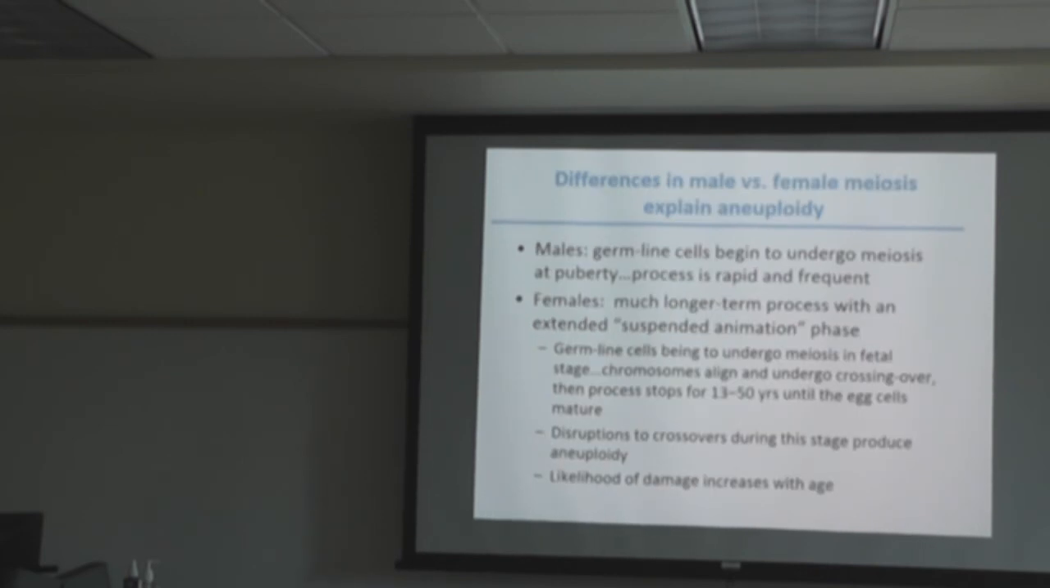Differences in male versus female meiosis explain the aneuploidy. In male cells, germline cells begin to undergo meiosis at puberty, and it is rapid and frequently occurs, whereas in females, it's a much longer process with an extended suspended animation phase where the germline cells begin to undergo meiosis in the fetal stage, chromosomes align and undergo crossover, and then the process stops for 13 to 50 years until the egg cells mature. So it kind of sits there like this, crossed over, from 13 to 50 years.